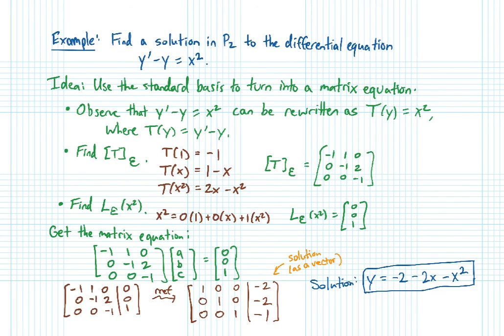But that just means that we use the entries in this vector as the coefficients in the linear combination of the basis elements. So we have minus 2 times 1 plus minus 2 times x plus minus 1 times x squared. And that gives us the solution. y is minus 2 minus 2x minus x squared. That solves the differential equation. And then finally, I'll note that this isn't the general solution to the differential equation. This is just a particular solution. But finding a particular solution is the first step toward finding the general solution.